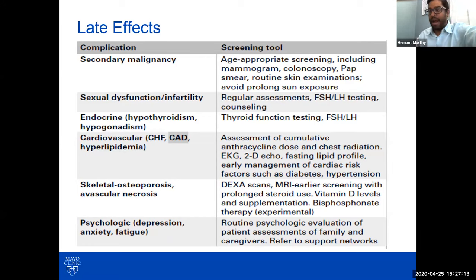This is why we've taken large steps of developing survivorship clinics within our bone marrow transplant program to take care of you, because our care for you does not stop at day 100. Our care for you goes on forever. Next, please.